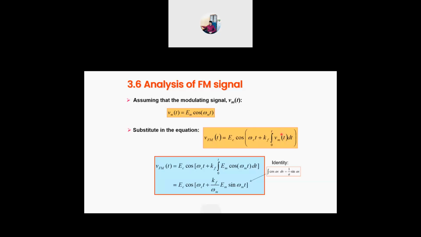Inside this VMT integrated, then you will have VFMT equals EC cos omega CT plus KF, then the integration of EM cos omega MT dt. Then you have EC cos omega CT plus KF over omega M EM sin omega MT. So you see this cos omega M, when we integrate cos, we will have sine, right? When we integrate cos, we're going to have sine.